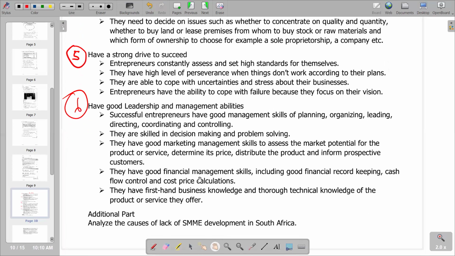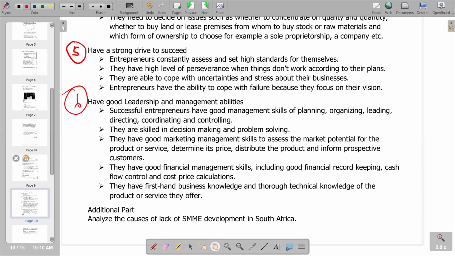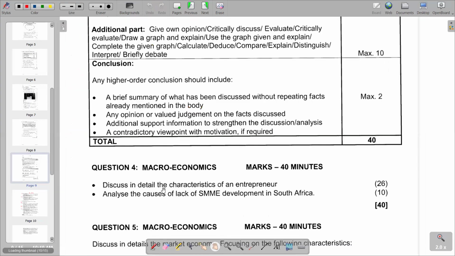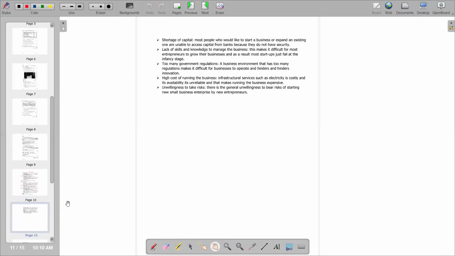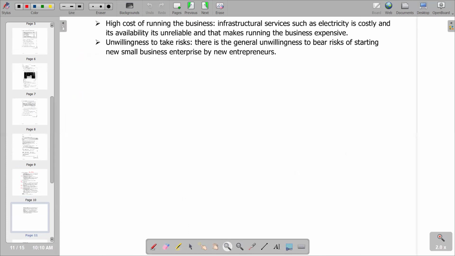Then we move on and try to see the additional part, which reads, analyze the causes of lack of SMME development in South Africa. So for small enterprises, what are the causes of lack of development in South Africa is our additional part.